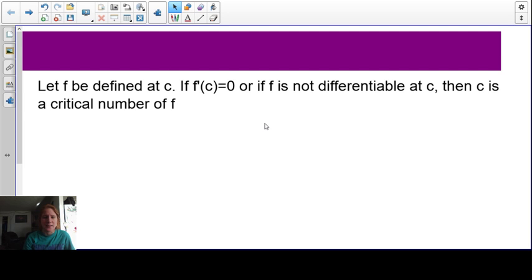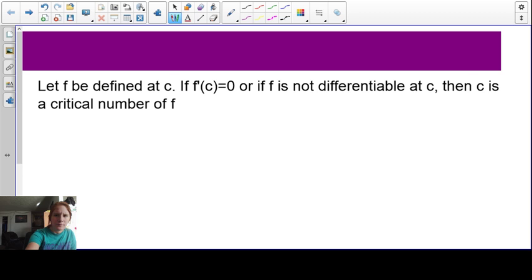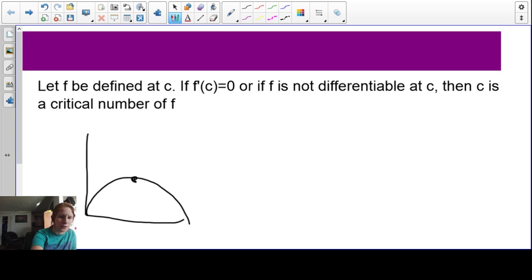What that's saying is when you take the derivative of your function and set it equal to 0, you'll get some kind of x value, and at this point you're going to have a tangent line with a slope of 0, or there are going to be cases where the derivative does not exist. So if we take a look at this first picture, it's just an example.